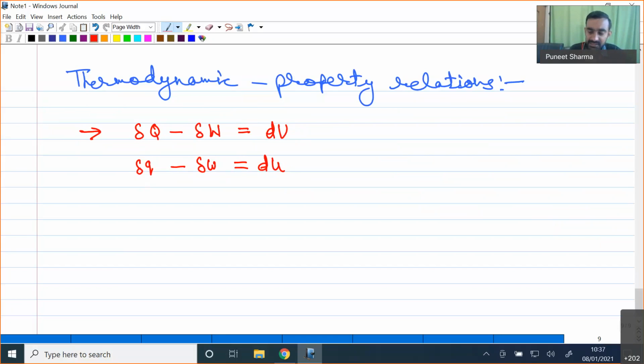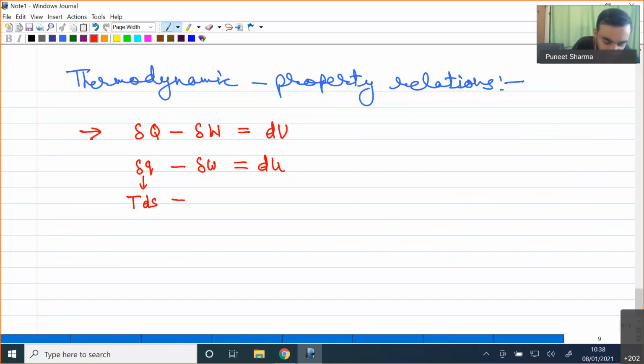So quasi-static is an ideal reversible process. That's why for this ideal reversible process, I can write del Q as equal to T times dS. Just now we have seen that our del Q is equal to T into dS, which I showed you in the previous slide.